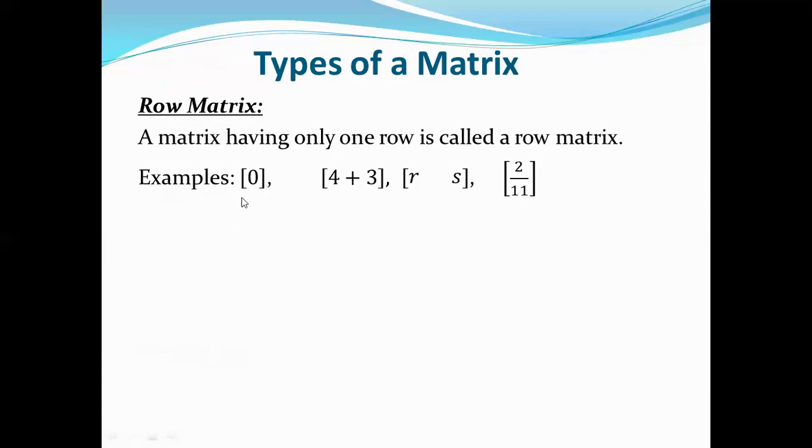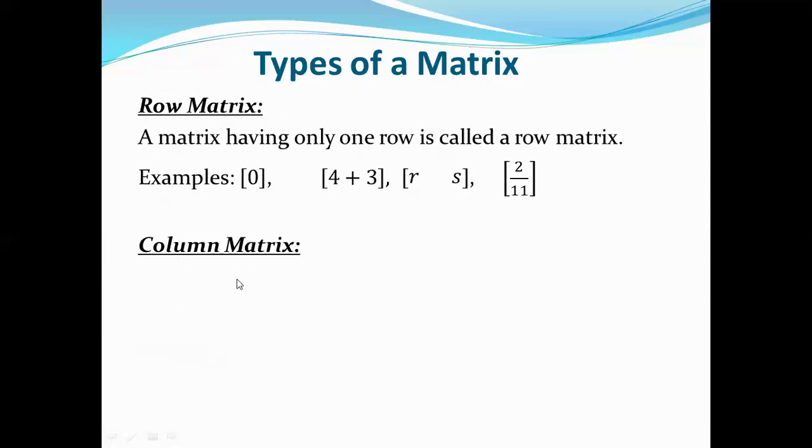So number of row is here 1. Here another example is 4 plus 3. Number of row is equal to 1. Here we have another example R, S, a matrix having two elements R, S. So number of row is equal to 1. Here another matrix we have 2 upon 11. This is one element. 2 upon 11 is a fraction and we will take it as one element. So that's why number of rows is only 1.